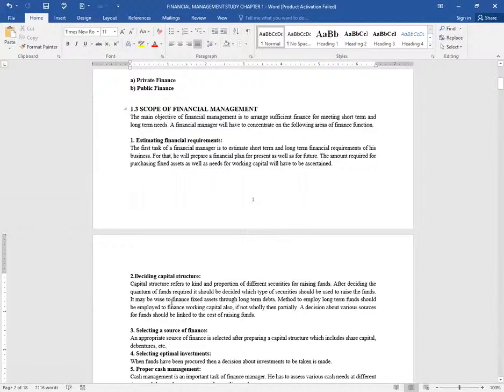Deciding the capital structure. As we shall be seeing later on, our capital structure will have 3 components. We'll have what we call equity, we'll have debt, and we'll have preference share capital. So a good finance manager should be able to tell us, between the 3 vehicles of raising funds, which one is the cheapest. We start first of all by exhausting funds from this cheapest source first, etc.